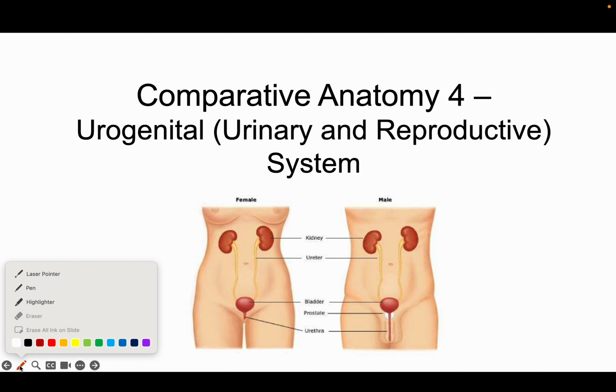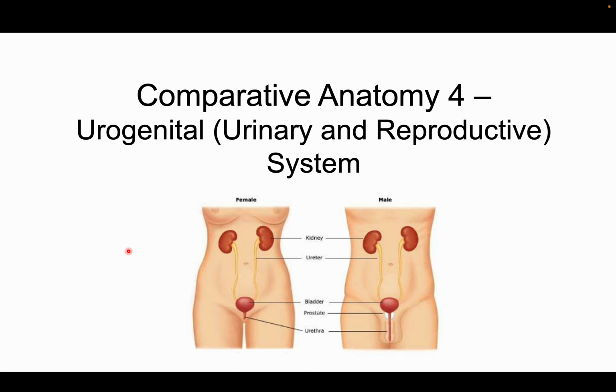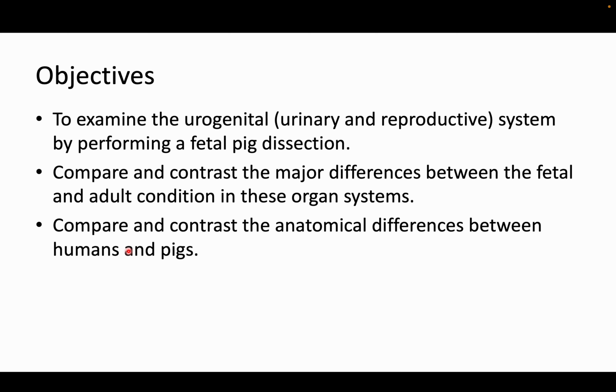Hello everyone. This week we are going to move into the urogenital system. And the urogenital system is actually comprised of the urinary and reproductive systems. Our objectives for this lab are to perform the fetal pig dissection to examine all the organs that are involved in urine production and all the organs that are associated with reproduction. We're going to compare again the differences between the fetal and the adult conditions in these organ systems.